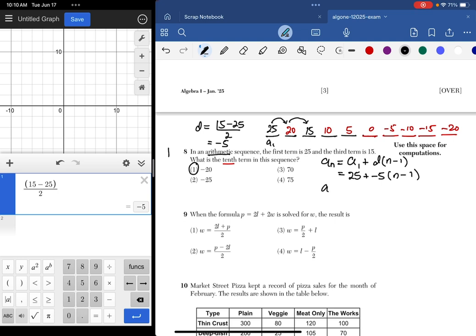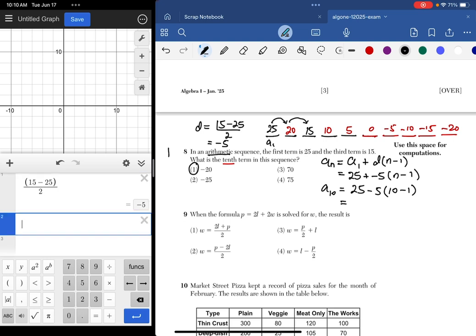But I need a sub 10, which would be 25 plus, it's plus a negative, so -5. Just kind of cut that part out. Times 10 minus 1. So 25 minus 5 times, really 9, but I'll put the 10 minus 1 in there. And you get a result of -20. All right, so you could do it either way.